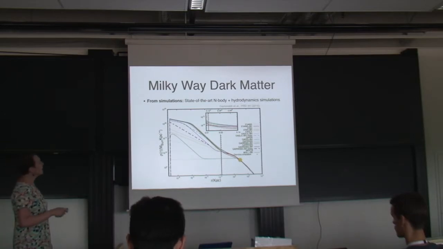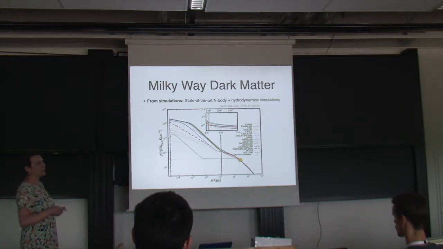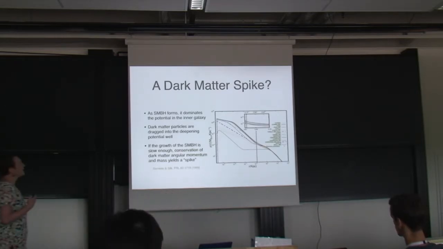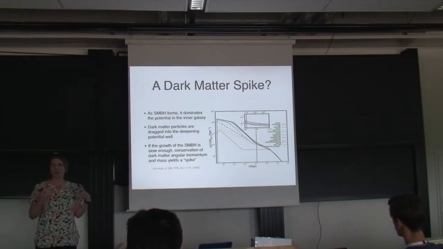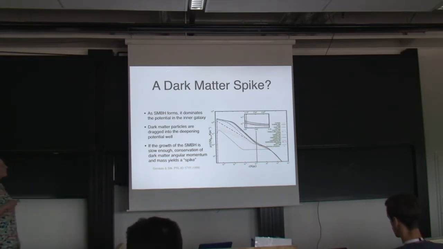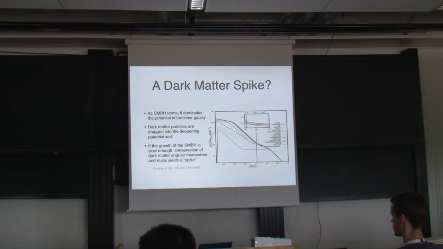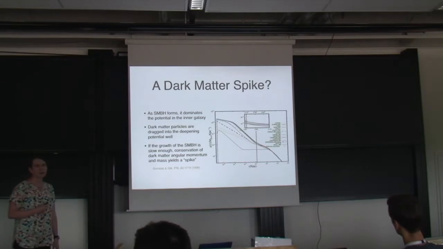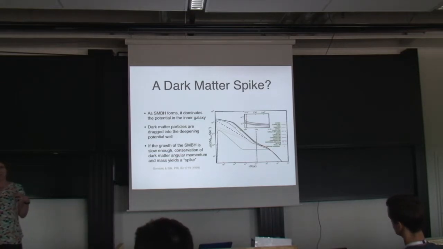But there's something else plotted here. There's this increase, which is put in by hand. And that is a potential dark matter spike. So the idea is that there is a supermassive black hole at the center of our galaxy, right? And so there's this adiabatic contraction model where as the black hole forms, it dominates the potential in the inner galaxy, which we should take to be true. The dark matter particles are going to be dragged into the deepening potential well.